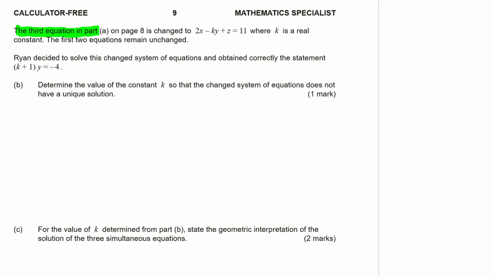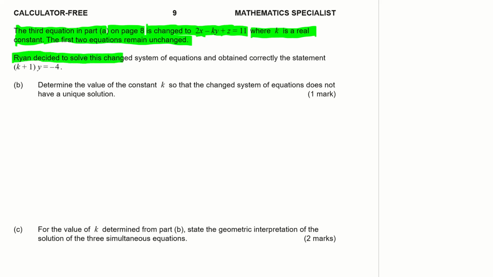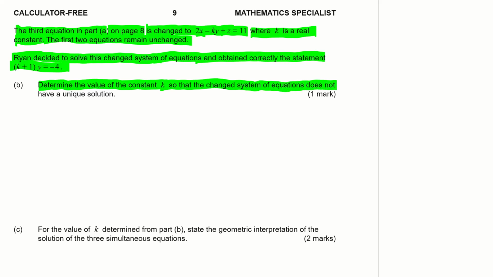The third equation in part A on page 8 is changed to 2x minus ky plus z is 11, where k is a real constant. The first two equations remain unchanged. Ryan decided to solve this changed system of equations and obtained correctly the statement k plus 1 y is negative 4. Determine the value of the constant k so that the changed system of equations does not have a unique solution.